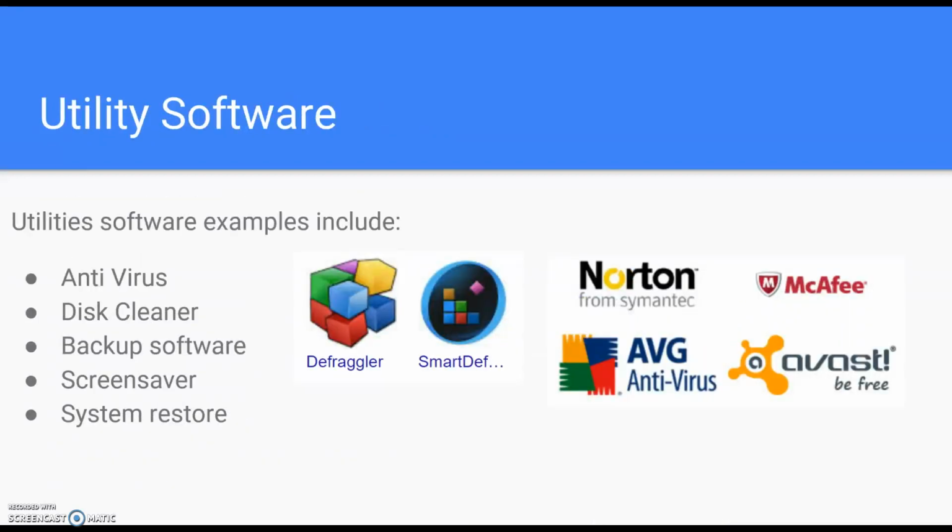Utility software. Utility software examples include antivirus, disk cleaner, backup, screensaver, and system restore. You might have seen some of these. Your computer at home might have one of these: McAfee, Avast, AVG Free, Norton antivirus. The list is endless, there are so many antivirus programs out there. So these are examples if you're asked for utility software types.